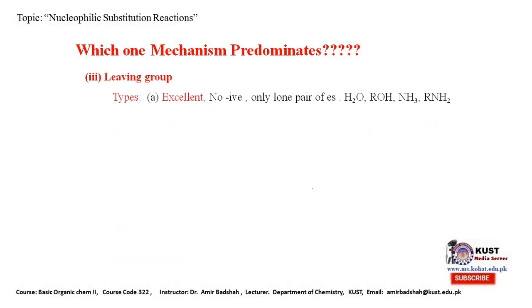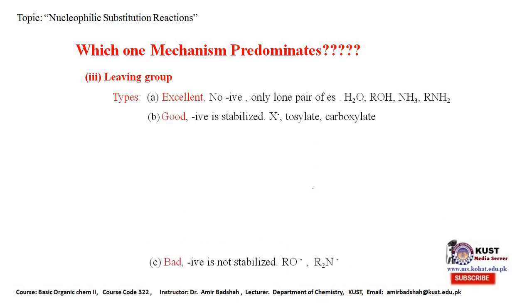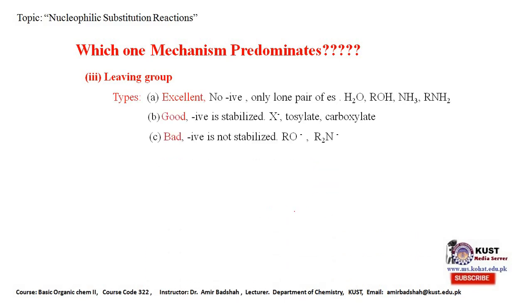The third one is the effect of the leaving group. Leaving groups are mainly of three types. One is the excellent leaving group, the second is the good leaving group, and the third is the bad leaving group. Excellent leaving groups are those which have no negative charge, only the electrons present in the form of a lone pair, for example H2O, alcohol, ammonia, and primary amine.